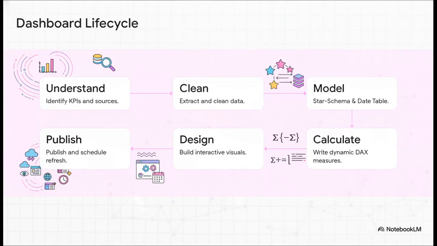Step 1, understand the business KPIs and locate those data sources. Step 2, extract and clean that raw data using Power Query. Step 3, load it into a highly efficient star schema data model, making sure to always include a dedicated date table. Step 4, write dynamic DAX measures for your calculations. Step 5, build out an interactive report with visuals, slicers, and apply your row-level security. And finally, Step 6, publish the whole thing to the Power BI service and schedule your automated refreshes.